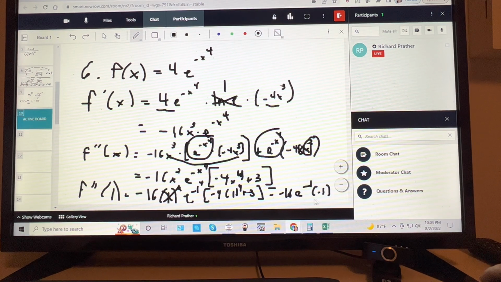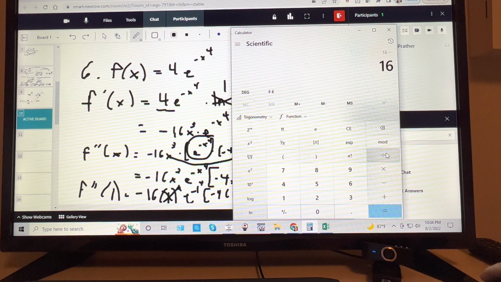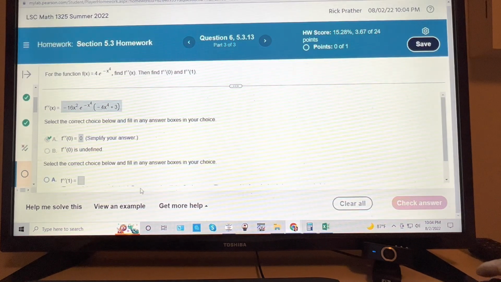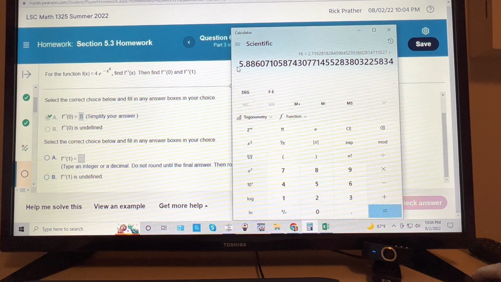So you could do your negative 1 times your negative 16 and get 16. And e to the negative 1 could drop to the denominator and be e to the positive 1. So it's just 16 divided by e. That would actually be the exact answer. They sometimes ask for that. 16 divided by e. Round to 2 decimals? No, 4 decimals. Whoa. So 5.88607. You got to add 1 to the 0 and make it a 1. 5.8861.